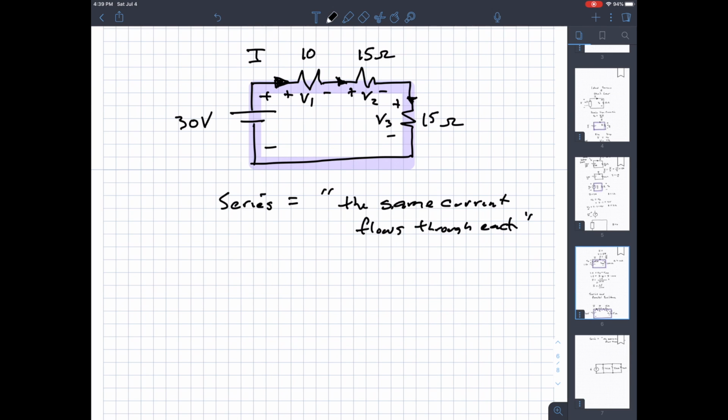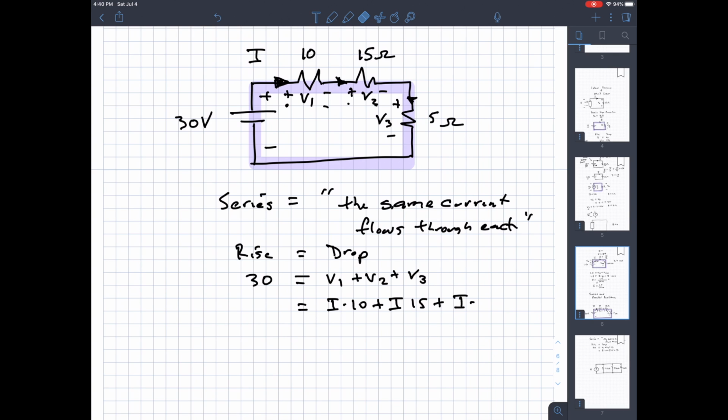I'd start at the bottom. I have a rise of 30 volts. The rises are on one side, the drops are on the other. 30 volts is a drop of V1, moving from here to here is a drop, and moving from here to here is a drop, so a drop of V2 and a drop of V3. For each of these, I know that Ohm's law applies. It's going to be I times 10 plus I times 15 plus, I didn't mean to use 15, I meant to use a different resistor, I times 5.